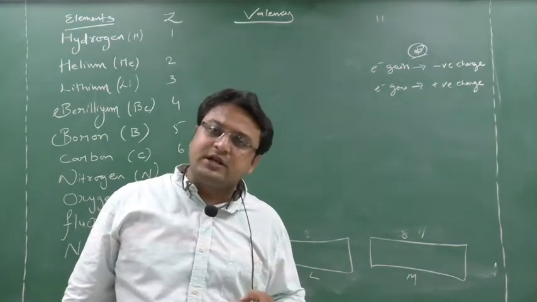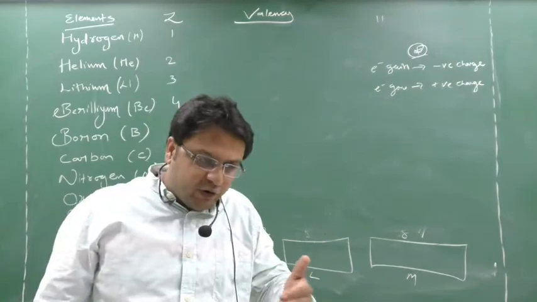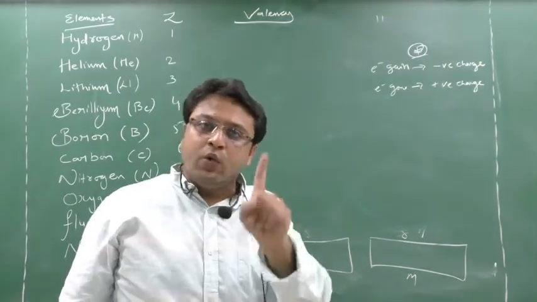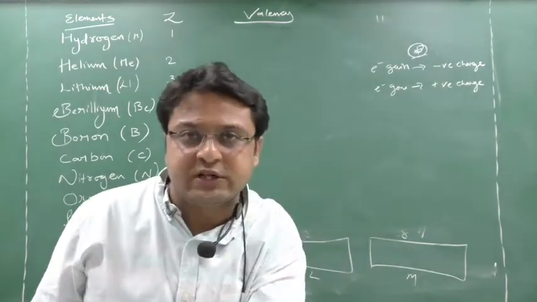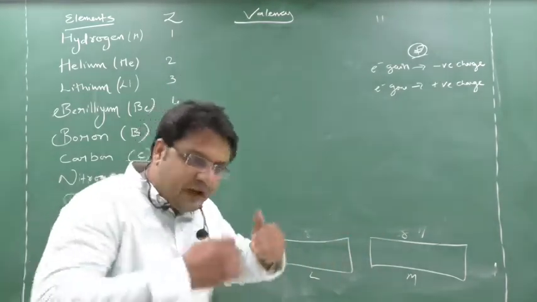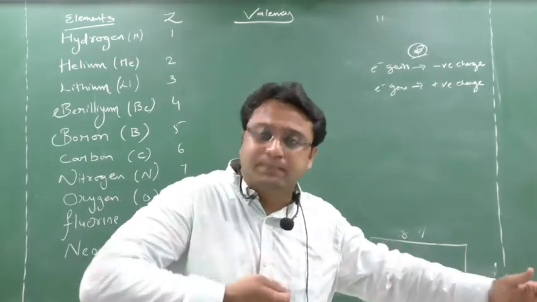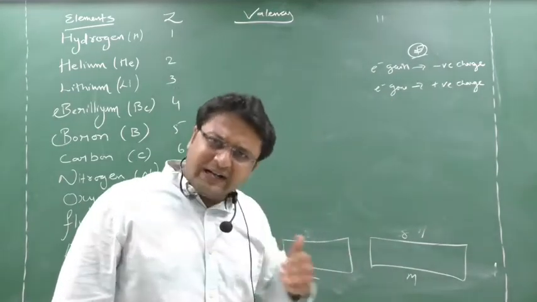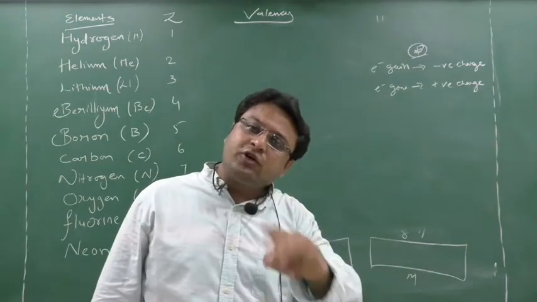If negative charge is coming, so negative charge. Electron is a negative particle, no? So when an electron is gained, negativity is gained. So how many charges will it create? Negative charge. 1 electron, 1 negative charge. 2 electrons, 2 negative charges. 3 electrons, 3 negative charges, and so on. If an electron is gone, what is gone? Negativity is gone. So who will come? Positivity. So if an electron is gone, then positive charge. 1 electron gone, 1 positive charge. 2 electrons gone, 2 positive charges. 3 electrons gone, 3 positive charges.